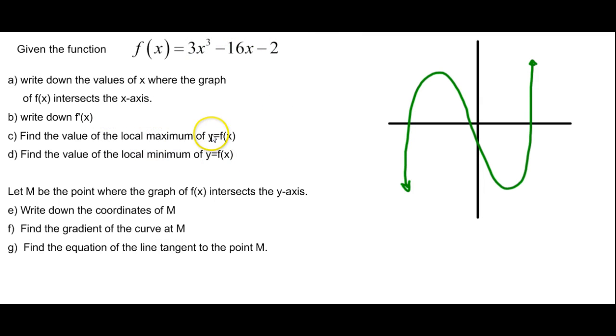We want to find the local max and the local min, all right? The local max, in this case, is going to be right here, all right? The local min, let's say local max. The local min is right here.